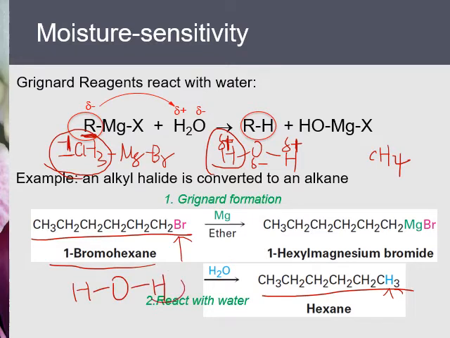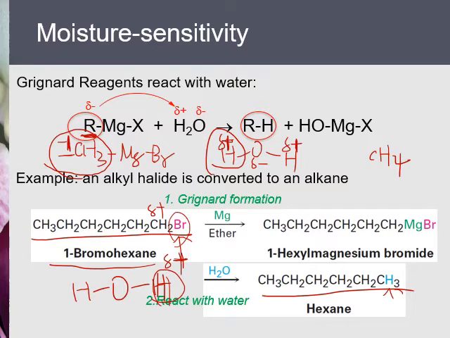So will the hydrogen replace bromine? The answer is no, because the carbon is positive and the hydrogen is also positive. They don't react with each other. They both are positively charged.